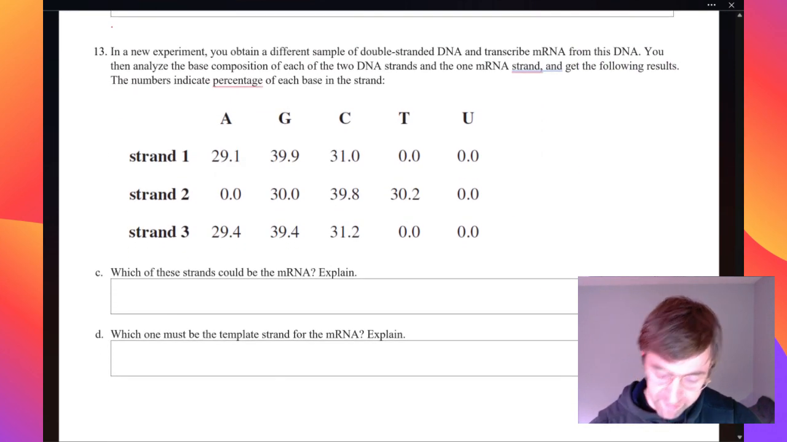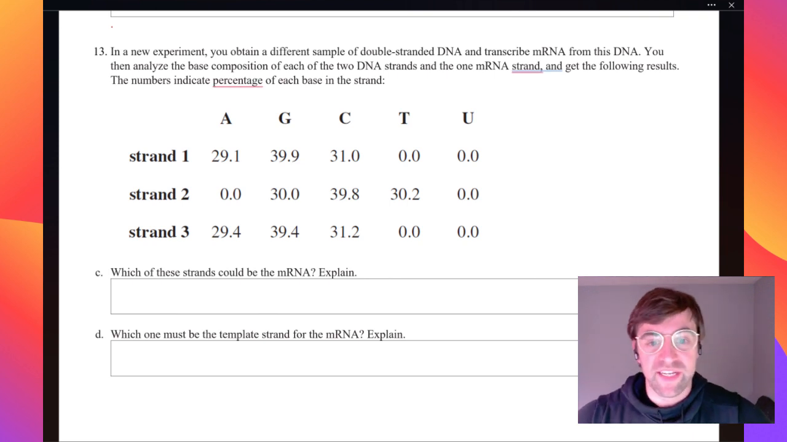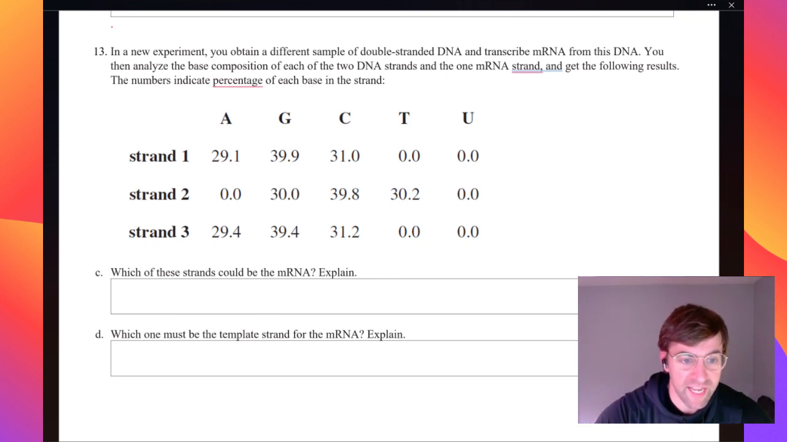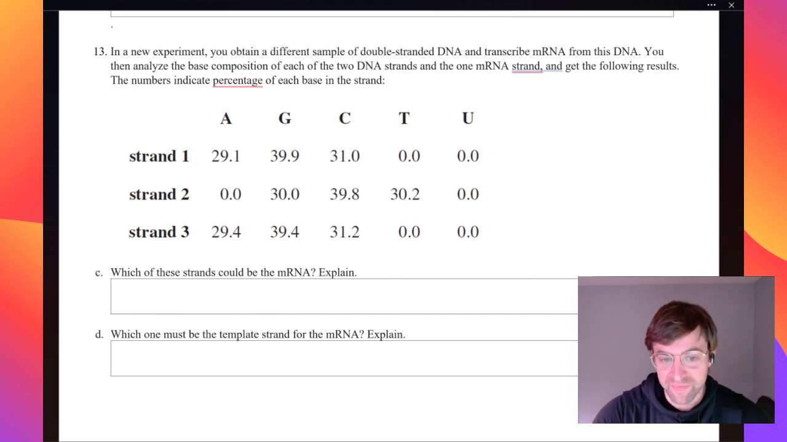All right, in a new experiment, you obtain a different sample. You obtain a different sample of double-stranded DNA and transcribe mRNA from this DNA. You then analyze the base composition of each of the two DNA strands and the one mRNA strand and get the following results. The numbers indicate percentages of each base in the strand. Which of these strands could be the mRNA, and explain? So they've taken away our primary hint here by getting rid of all of the uracil, which is kind of interesting.